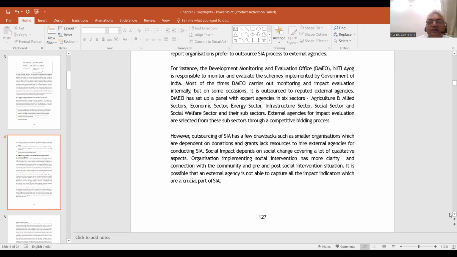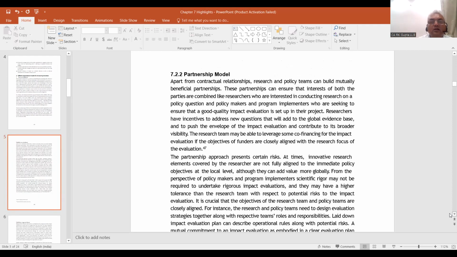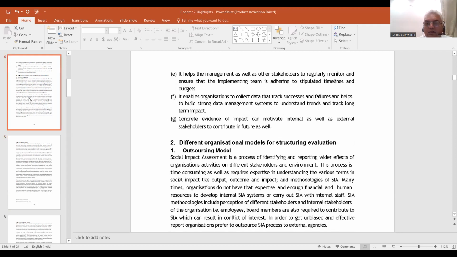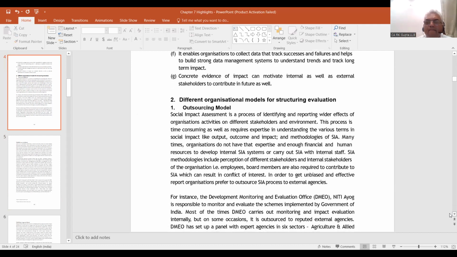So it is possible that an external agency is not able to capture all the impact indicators, which are a crucial part of social impact assessment. Now, second is the partners. Yes, sir, in the case of those 6 sectors, what will be the NGOs' role in the energy sector? Actually, big corporates are playing in the energy sector. Then what is the NGOs' role in the energy sector?